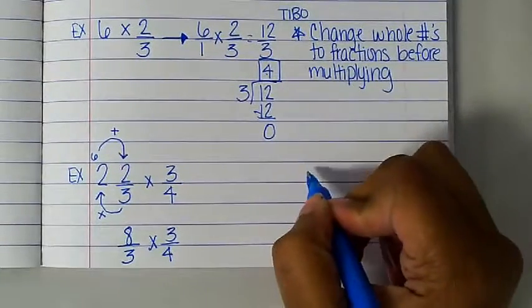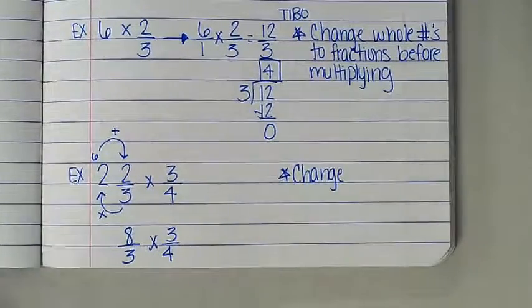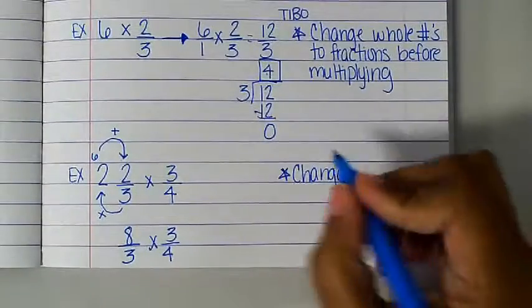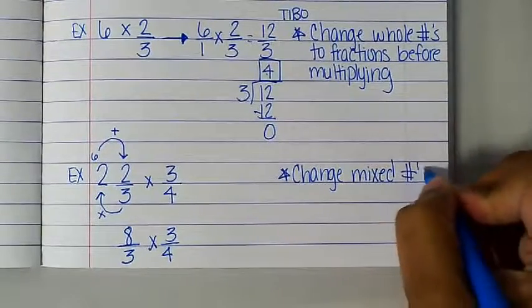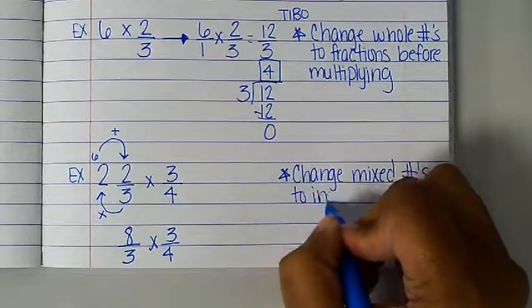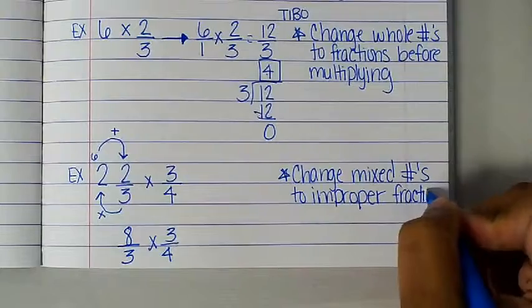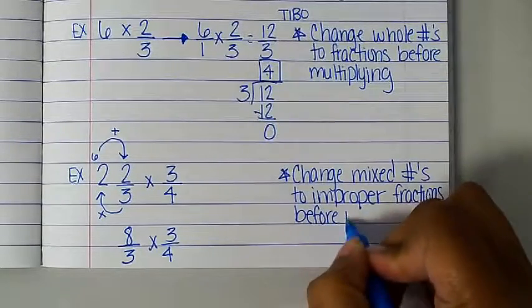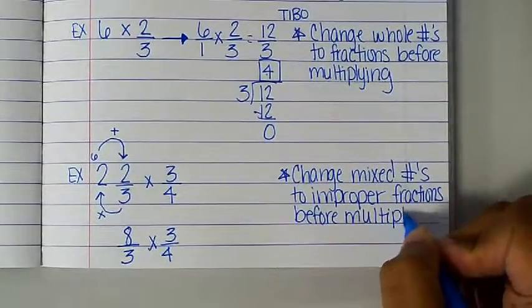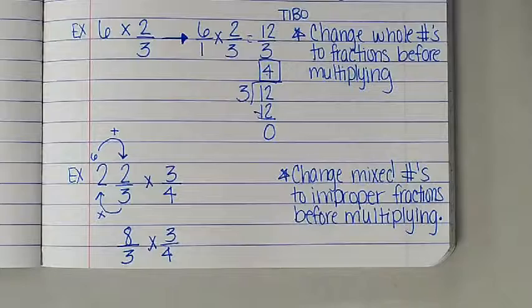Okay, so over here, we're gonna make a little note. Change mixed numbers to improper fractions before multiplying. So that's what we did here.